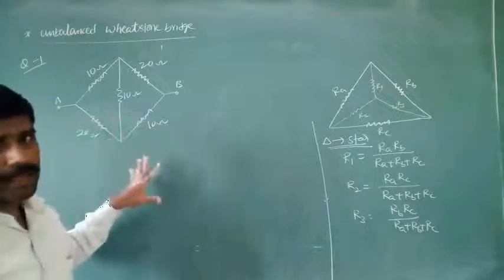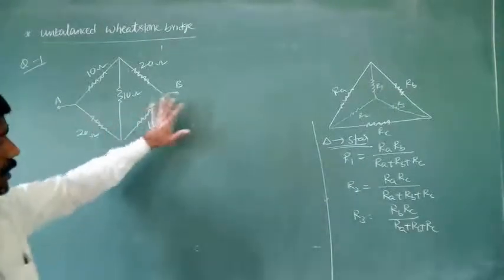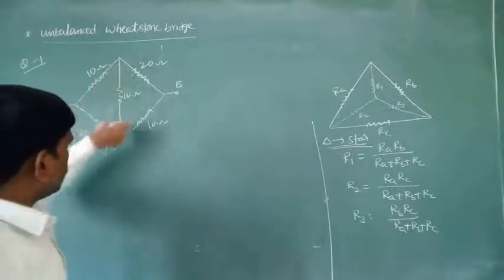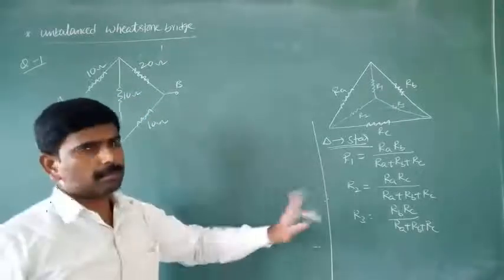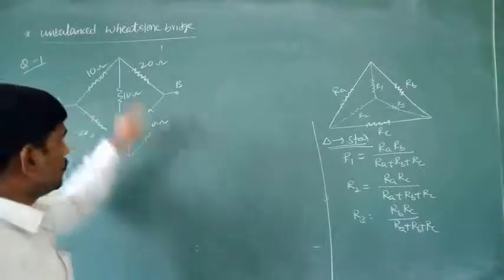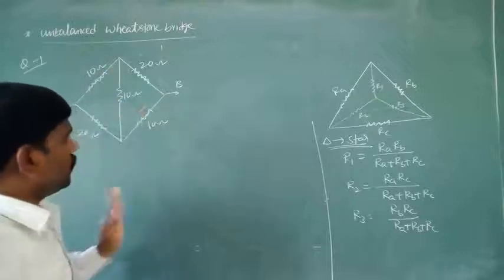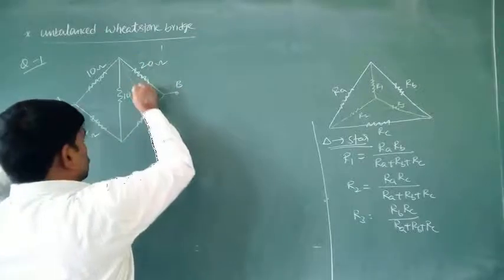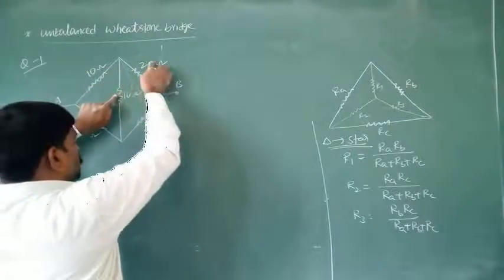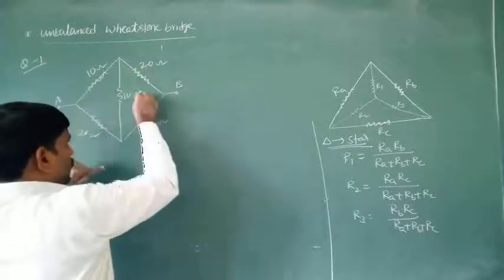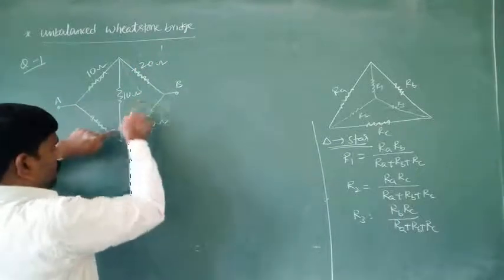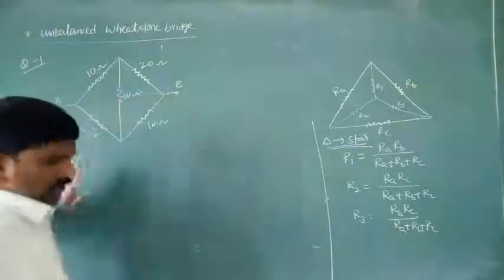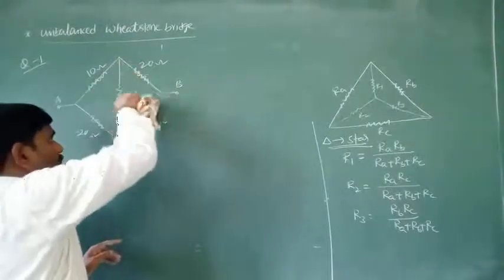In this situation, we cannot directly find the effective resistance across AB. So we convert this delta into this star by using that expression. How to convert that? Observe here. This resistance is the product of these two by the sum of the three resistors. Again, product of these two by the sum of the three resistors. Again here, product of these two by the sum of the three resistors.